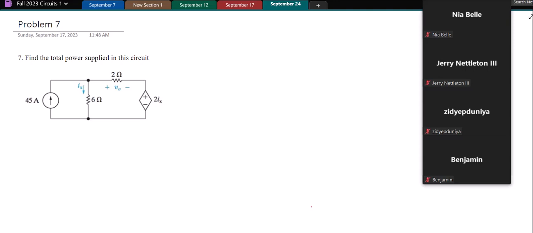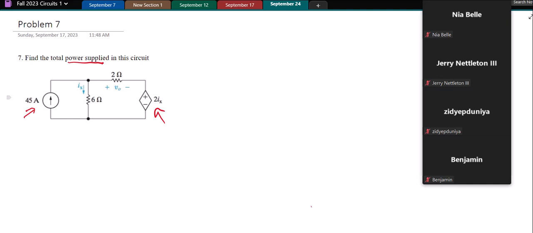So we're supposed to find the total power supplied in this circuit. When you're looking for power supplied, you're looking at sources. Sources can be current sources and they can be voltage sources. It is possible that this voltage source might not actually be supplying power. We don't know until we find it. The current source definitely will be.